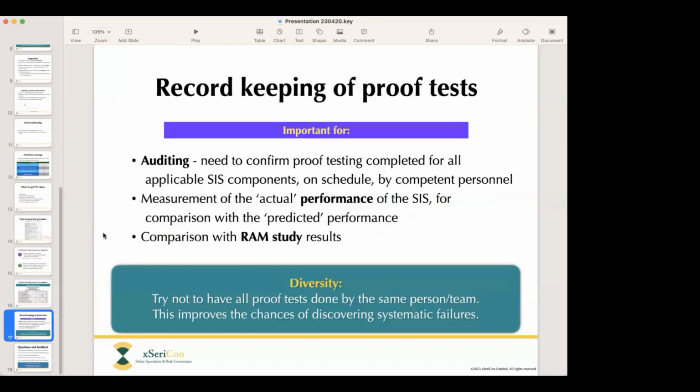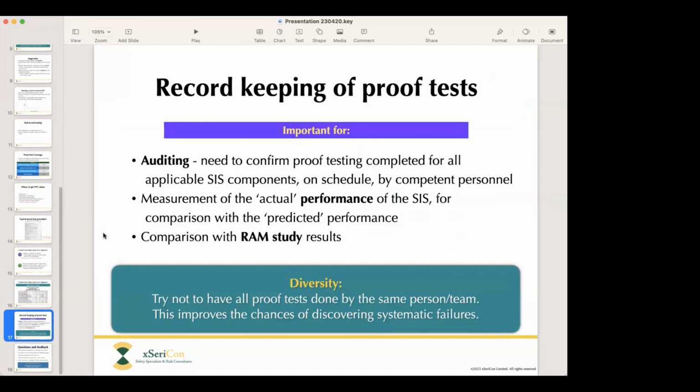Okay, one last thing to say about proof testing is record keeping. It's very important that records are available to demonstrate that proof testing has been completed. You need to confirm what was tested, using what testing method, what the results were, of course, when it was done, so that we can confirm that the schedule is being kept up to, and also, importantly, who is doing the proof testing.